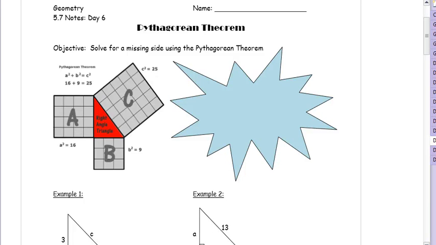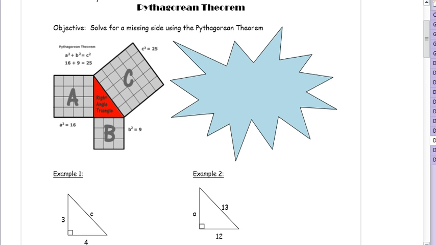We're going to look at the Pythagorean theorem. The objective today will be to solve for a missing side using the Pythagorean theorem. It is something you have probably heard of before, whether from a brother or sister or maybe even in middle school. Pretty simple concept, and I'll show you exactly where it comes from.